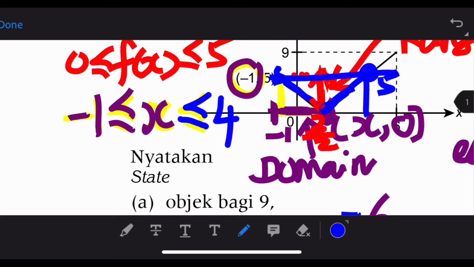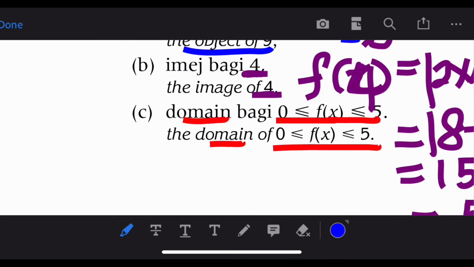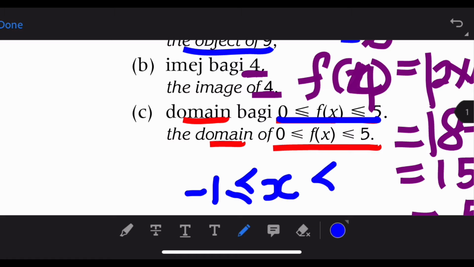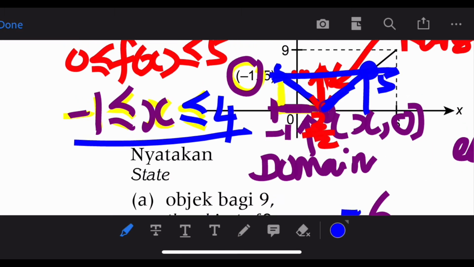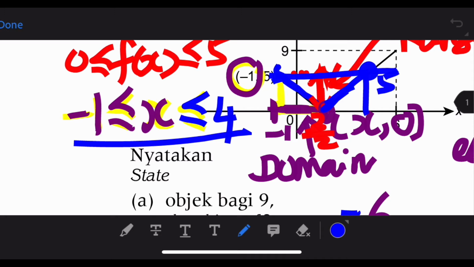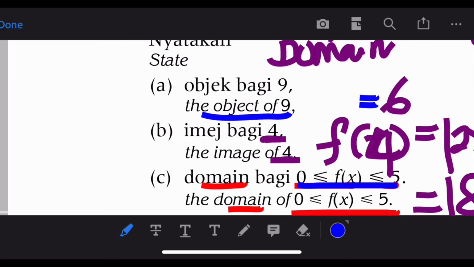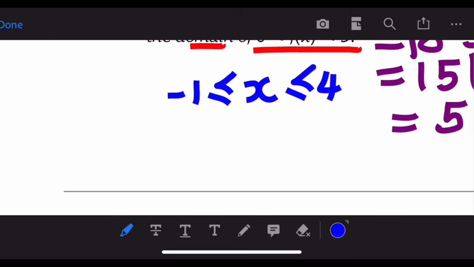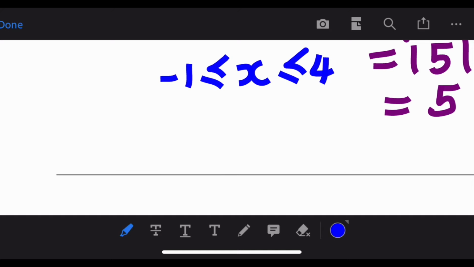Right? So this is the so-called domain for the function. For the corresponding range from 0 to 5, the domain should be from -1 to 4. Got it? That means you have to go to the graph and study the changes of the values of the function. Okay, so we have completed the range and domain.